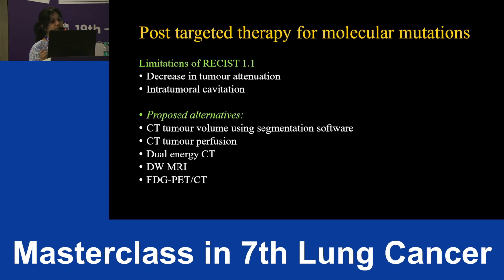Now coming to post-targeted therapy for molecular mutations like EGFR or ALK. Now RECIST is based on size criteria. But many a times we have seen when there are molecular mutations like EGFR or ALK, the response is in terms of decrease in tumor attenuation, or there is increase in the cavitation, decrease in the solid component. So as of now, we do not have a separate response assessment criteria, and we still follow the size criteria of RECIST. But make it a habit to mention the qualitative features of response in the report as well. For example, there's an increase in cavitation, decrease in the solid component. Do mention them in the report along with your RECIST criteria.